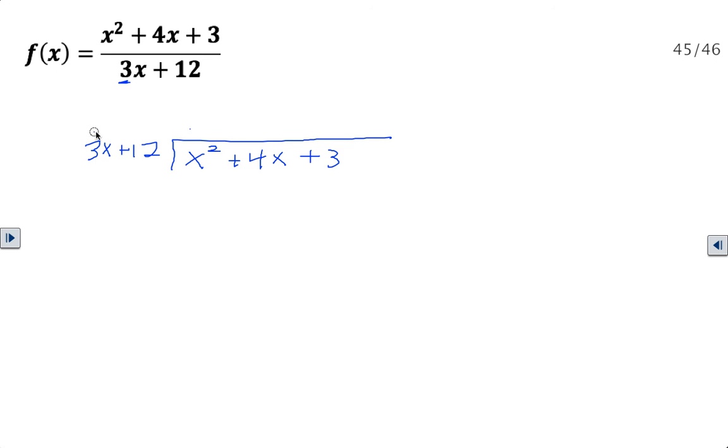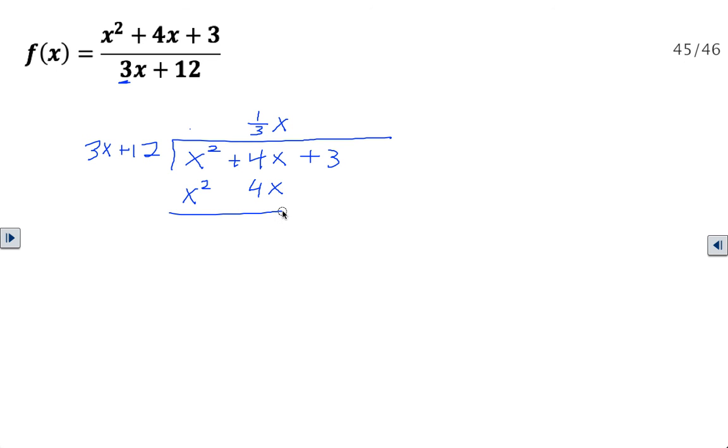So you need to ask yourself, what do you need to multiply 3x by to get x squared? Well, first, to get rid of that 3, we're going to divide by 3. And then to get x squared, we have to multiply by x. So now we tell ourselves, okay, what is 1/3 x times 3x? That's just going to leave us with x squared. And then what is 1/3 x times 12? That's going to end up being 4x.